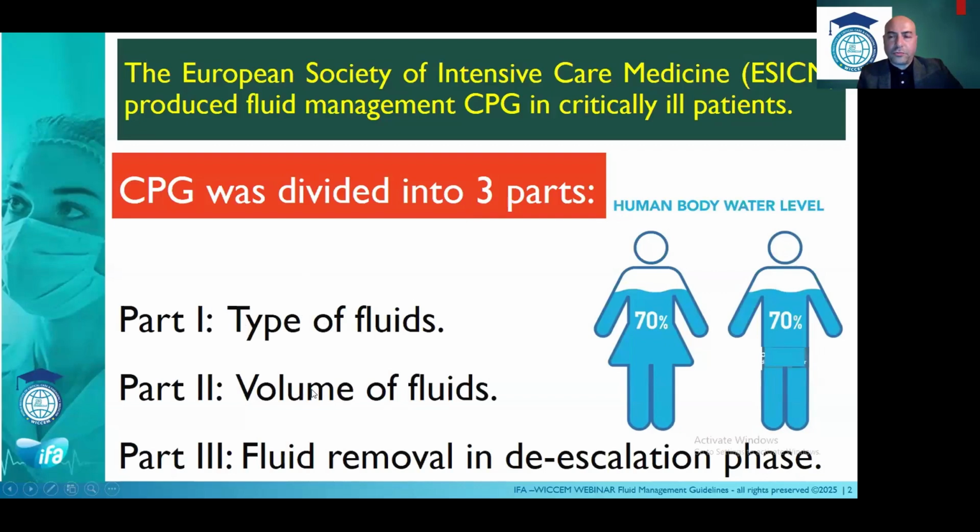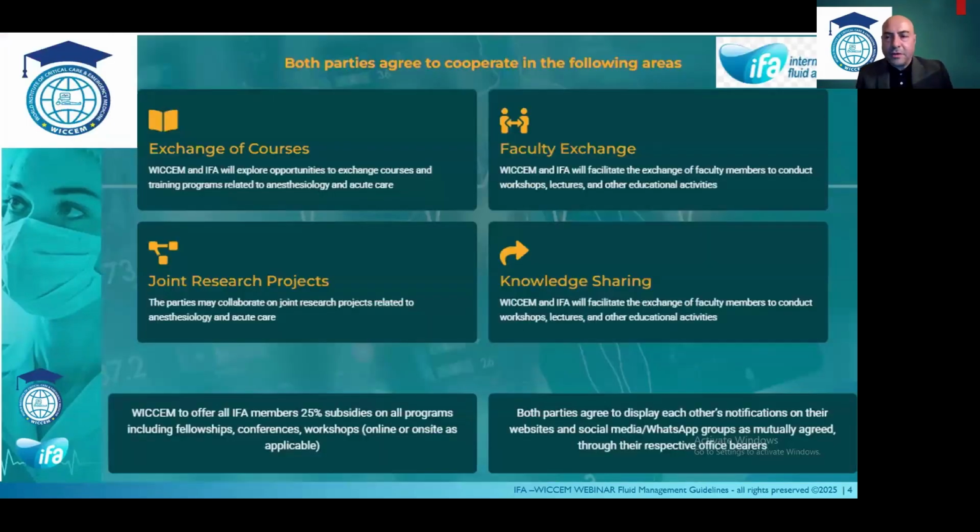Then part two, which we are going to discuss probably by the end of next month, will be the volume of fluid. Then part three will be the de-escalation phase. So please focus today on the type of fluid. I'm very sure that our speakers will try to help you understand what kind of fluids you want to use in your critically ill patients.